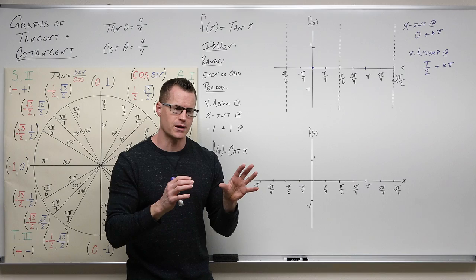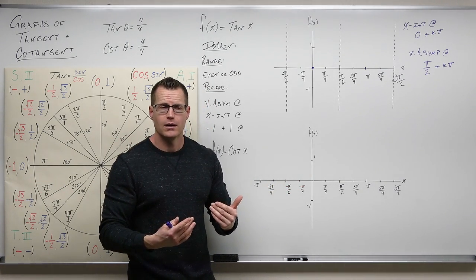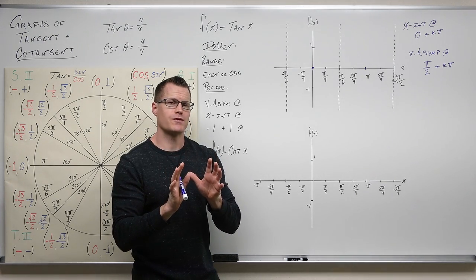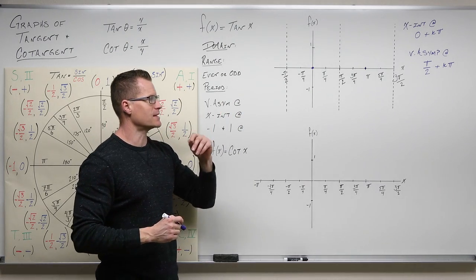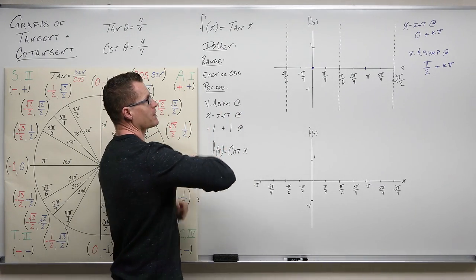You see, with sine and cosine, our domain was all real numbers. You can plug in anything. But with tangent, it's not. How we define our domain is all real numbers except for those values that are undefined. And that's what we have here. We have some undefinedness, if you will, at pi over 2 and every k pi. So we're going to write that.